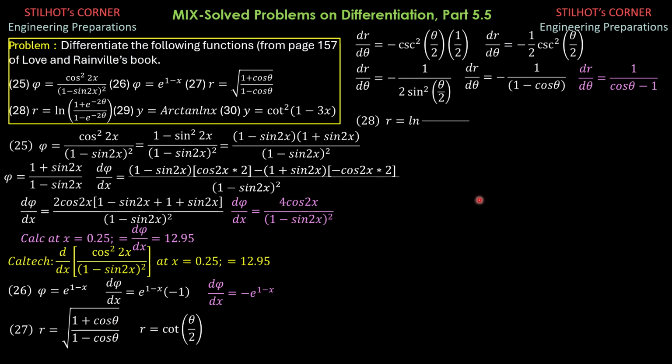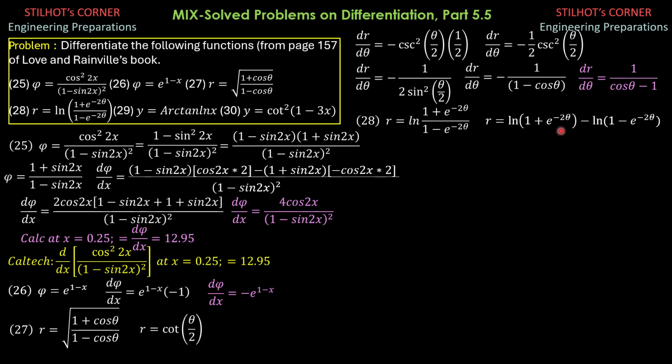28, r is ln of quantity 1 plus e to the negative 2 theta over 1 minus e to the negative 2 theta. So again, you may imagine that this entire fraction is u, then it is 1 over u, derivative of u, which is fraction, denominator, derivative of numerator minus numerator, times derivative of denominator all over denominator square. But it is very lengthy. I rather break this into r equals ln of 1 plus e to the negative 2 theta, then minus ln of quantity 1 minus e to the negative 2 theta.